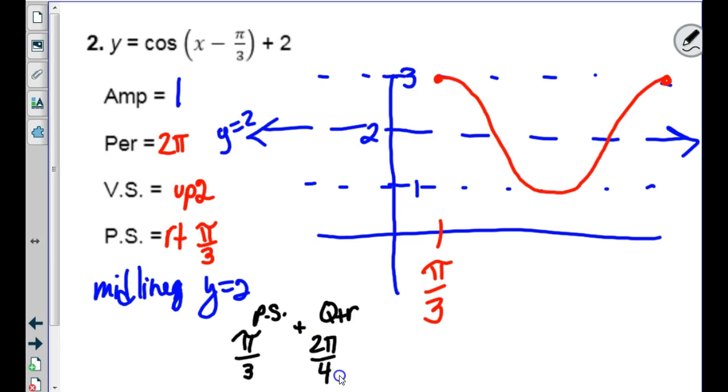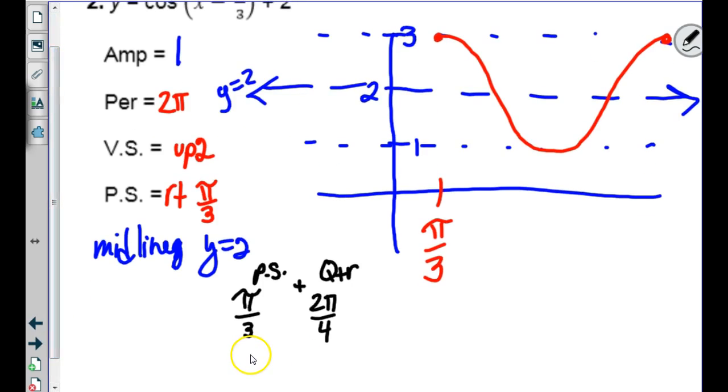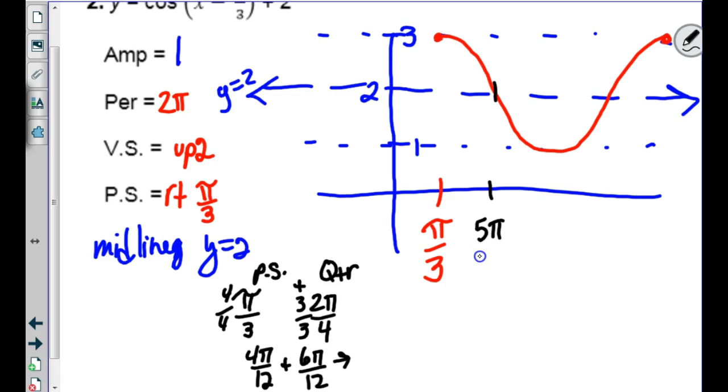Common denominator? You could use a calculator if you want, but it's 12, so this would multiply by 4 over 4, so I'd have 4 pi over 12 is where we started, and we're adding 6 pi over 12. Okay, so the next spot right here is 10 pi over 12. Does that reduce? I think so. 10 over 12 would reduce to 5 over 6.